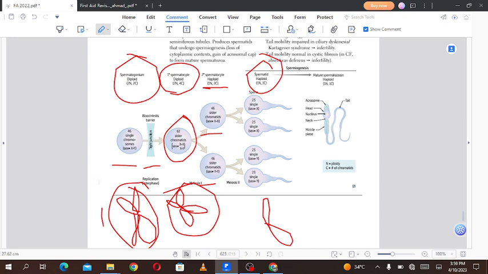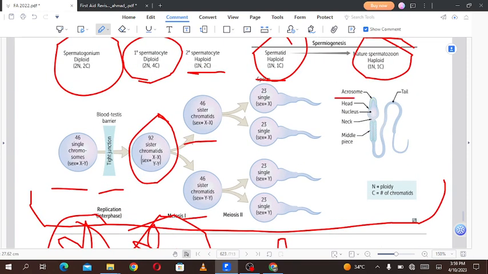So this whole process is called spermatogenesis, and the process of conversion of spermatid into mature sperm, or mature spermatozoa, is called spermiogenesis, in which it requires the acrosome and the tail, head, nucleus, neck and middle piece. The middle piece contains a lot of mitochondria. So this transformation happens, and this process is called spermiogenesis.